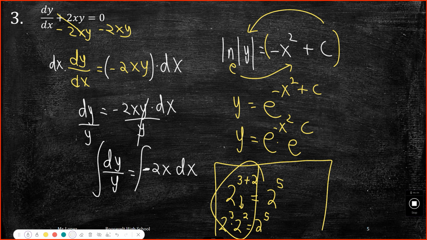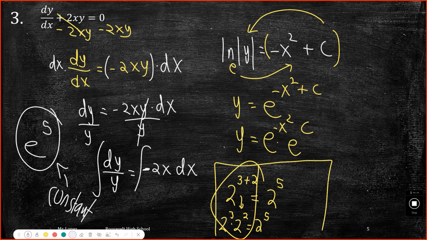And now, what's e to some constant? Well, e to some constant, whatever the constant is, say the constant is 5. What is this? It's also a constant, no? So then this whole thing becomes a constant. So I'm just going to say e to the c is a constant. So e to the negative x squared, that is the answer to this. So y equals c times e to the negative x squared.